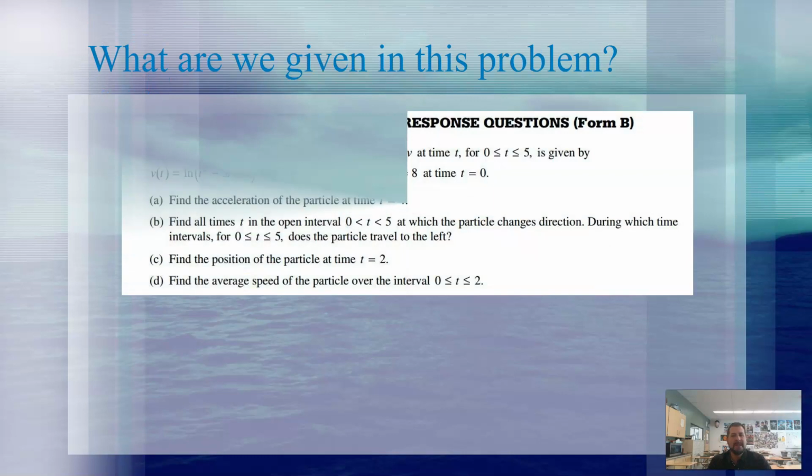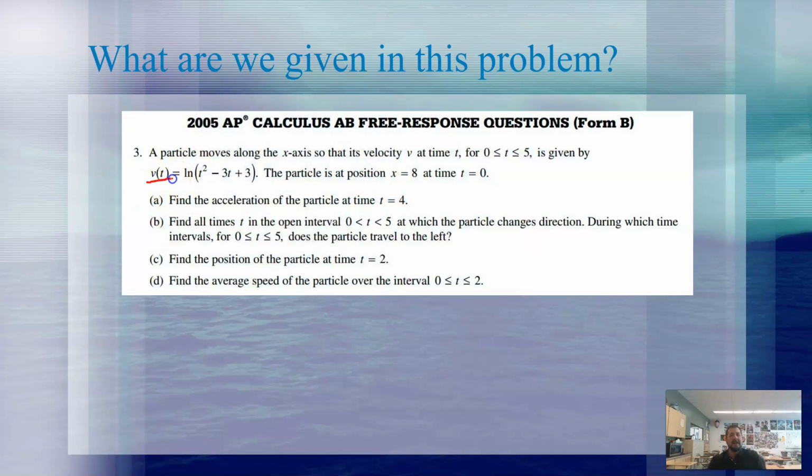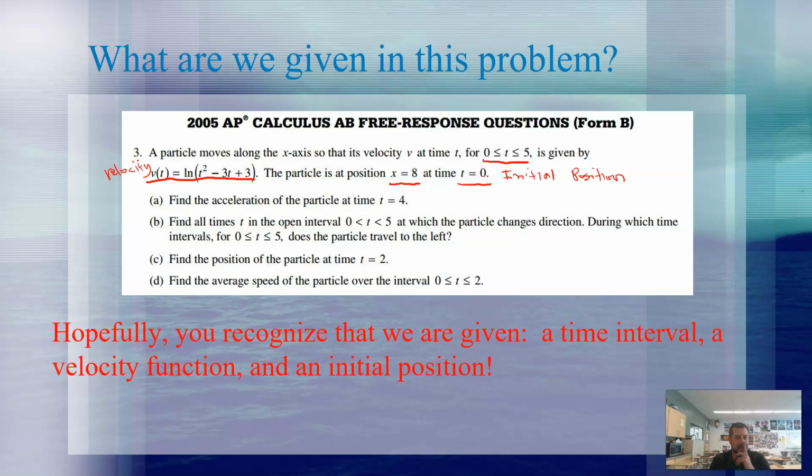In this problem, I've got a velocity function. It's important to understand I have the velocity. They also give us a time interval. That's kind of important. It's not super important because usually they won't ask questions outside of that interval. But they also give us a position at a specific time. So that's like our initial position. So here I have my initial position, I have a velocity, and I have a time interval that we're talking about. Okay? So now I know what I have. And again, that's very important to answering everything else in the question.